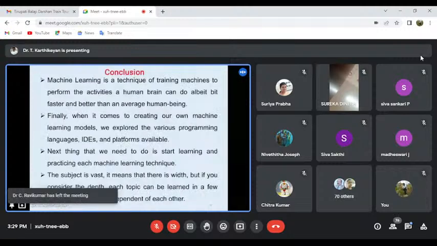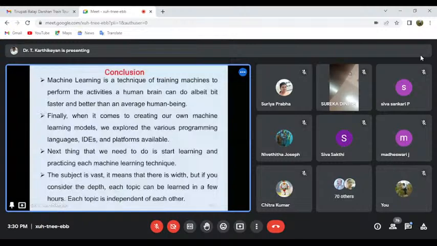So now we came to the conclusion. As of now, I hope we have seen the basics of what machine learning is, the types of machine learning algorithms, and also some of the important factors which impact the industries. Now I just came to a conclusion.